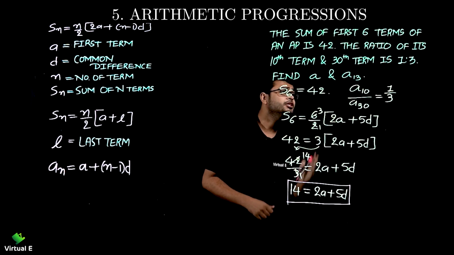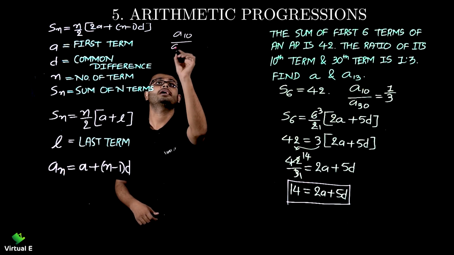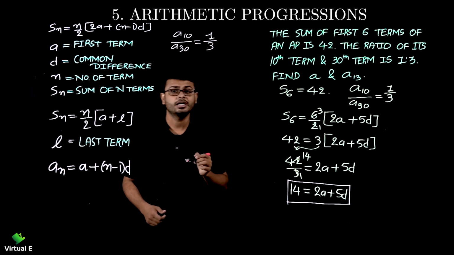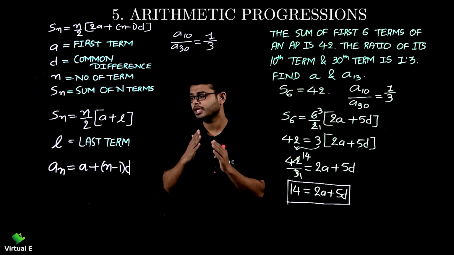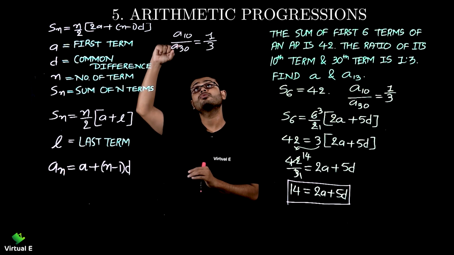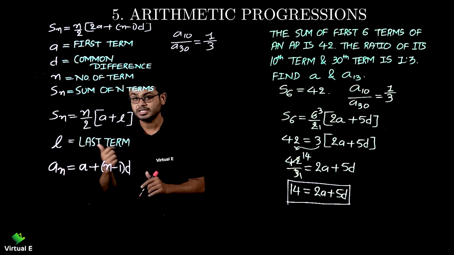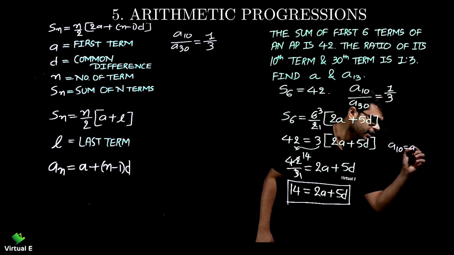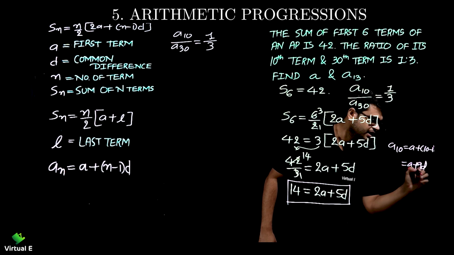Okay, so let's use the second condition now. A10 by A30 is equal to 1 by 3. Done. Now A10, you must be thinking we need to find the terms. Yes, we need to. So A10 is equal to A plus (N minus 1) d. What is the value of N here? 10. 10 minus 1 will be 9d. See, if you are still getting confused, let me do the calculation. A10 here: so a plus (10 minus 1) into d. So a plus 9d.